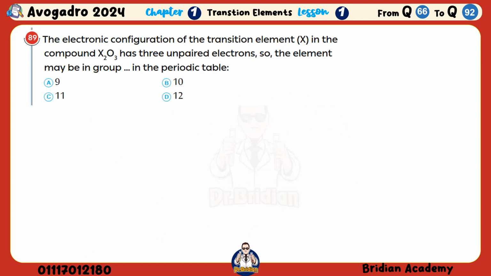Question number 89. The transition element X in the compound X2O3 has 3 unpaired electrons. He asked about the element. He gave us the electronic configuration for the ion and asked about the element, maybe its group in the periodic table. You should focus on these two meanings.